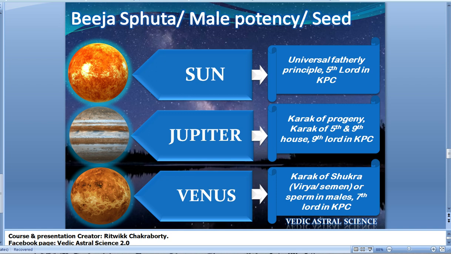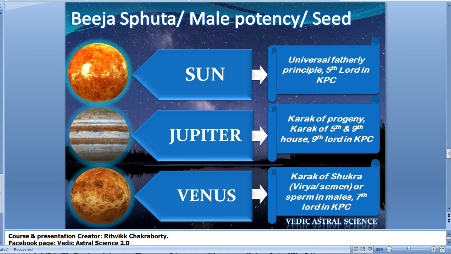Sun is the natural significator of father in astrology. Sun represents the universal fatherly principle. Also, in Kalpurus Kundali, Sun is the natural ruler of the fifth house, the house which shows children, especially the birth of the first child.